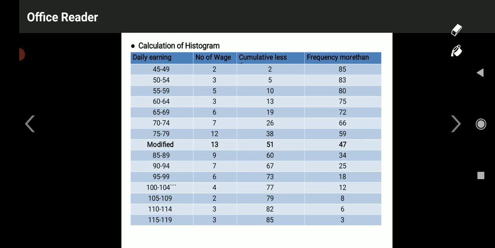Look at the frequency more than. Frequency more than is in descending order. First we have to take the total number of observations in the entire community, that is 85. Look at the second column, you just look at the last column as well as the second column. 85 minus 2, which is the first frequency of the second column, that is 2. 85 minus 2 is equal to 83. 83 minus 3, again come to the second column and last column.